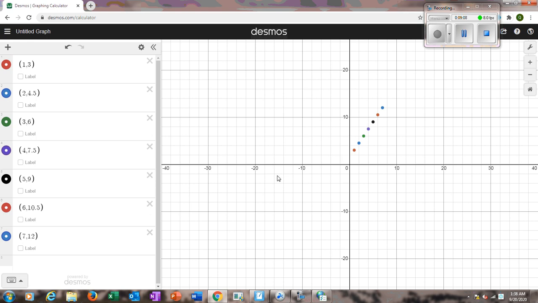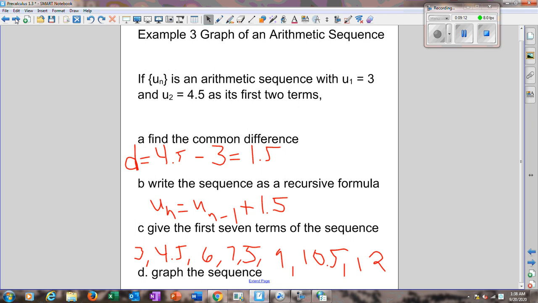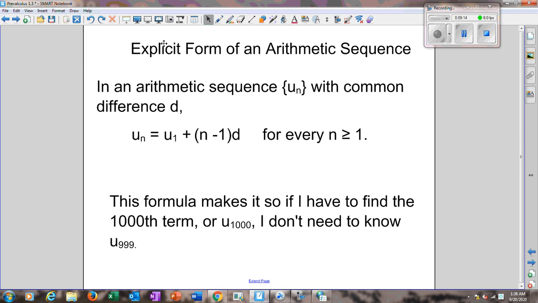So that's just another way to tell whether it's arithmetic or not. Okay, so the recursive form is nice because we can start with the first term. We can add something onto it each time and get the next term. And that's really convenient when I say something like find the first 7 terms. What if I told you to find the 150th term? Well, then you're going to just keep writing the terms out.